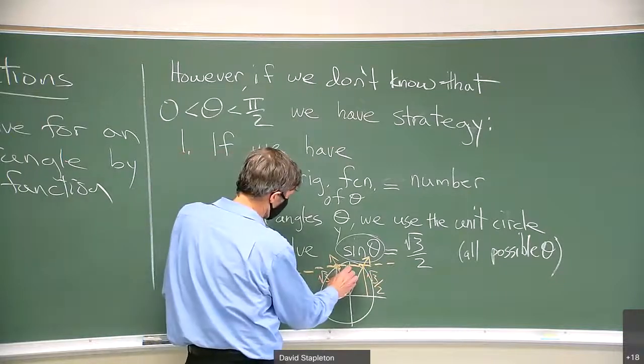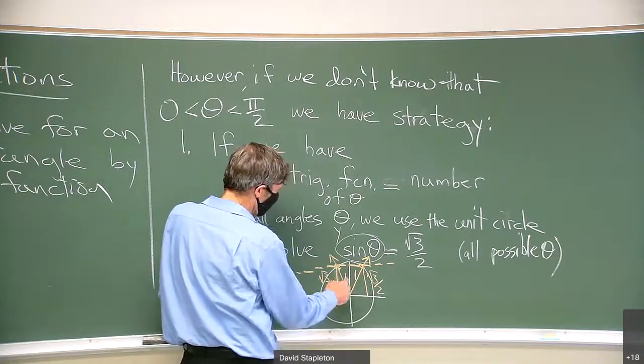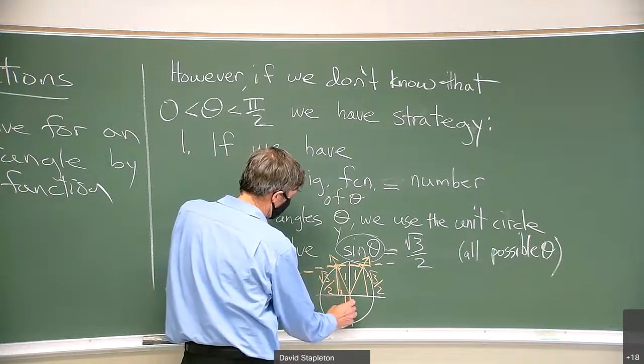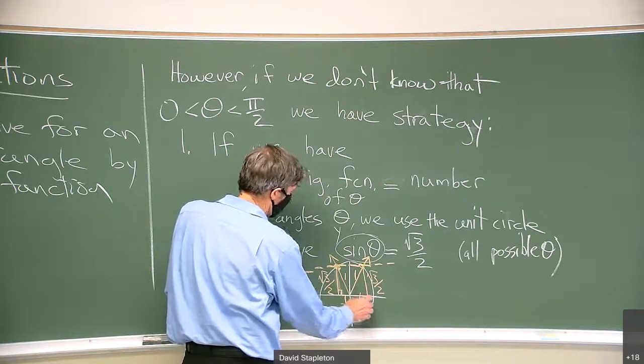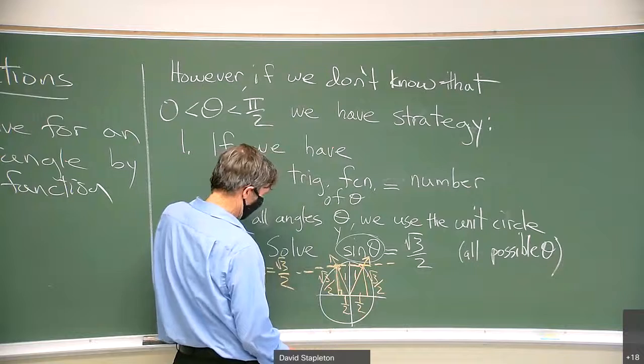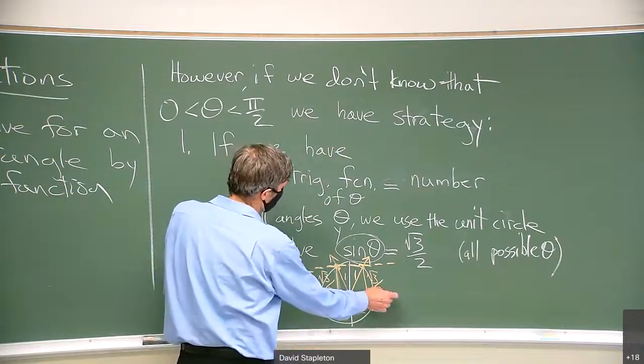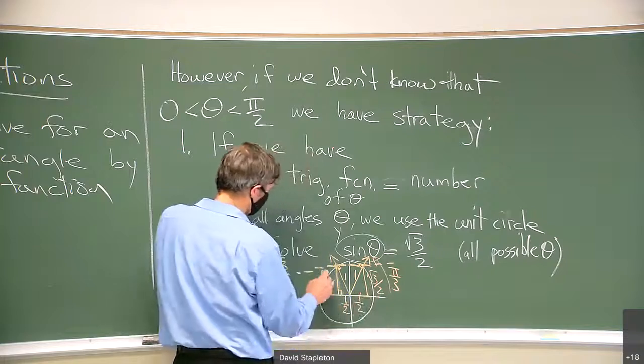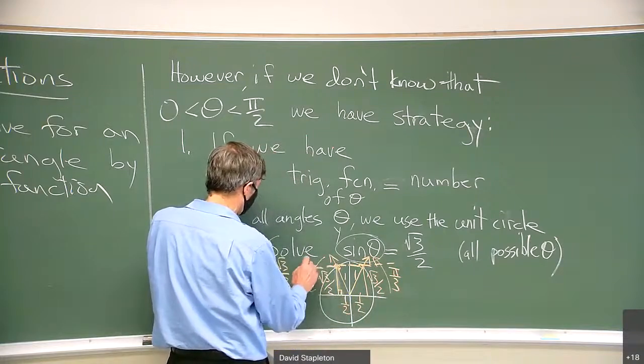Now, this is a unit circle, so this side is 1. If this is 1 and this is square root 3/2 on a right triangle, there's only one choice for the last side. It has to be 1/2. The Pythagorean theorem would show you that. And this is a 30, 60, 90 triangle. In other words, pi/6, pi/3, pi/2 in terms of radians. So these angles are both pi/3.